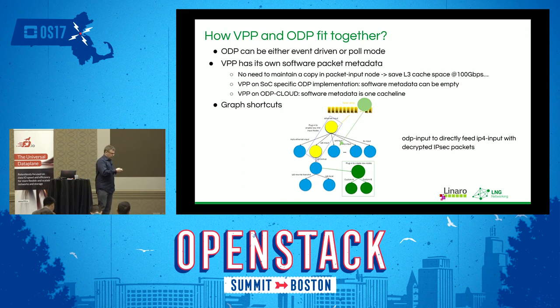So you have the VPP configuration for IPsec. The ODP input, which is the equivalent of the DPDK input in the VPP graph, can either push packets into the normal Ether input, the layer 2 input, or, because it has done the whole IPsec thing, directly push the packets to the IP4 input node or IP6 input node of the VPP graph. So rather than going through all the different steps of IPsec, you can establish some shortcuts in the VPP graph because they have been offloaded in the ODP pipeline.